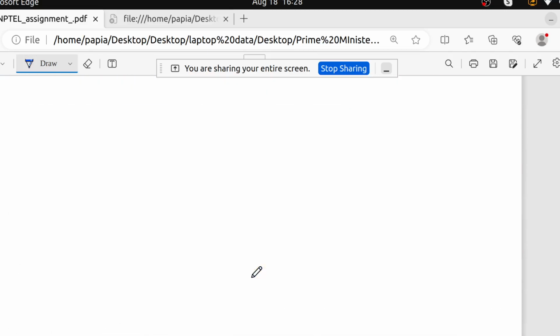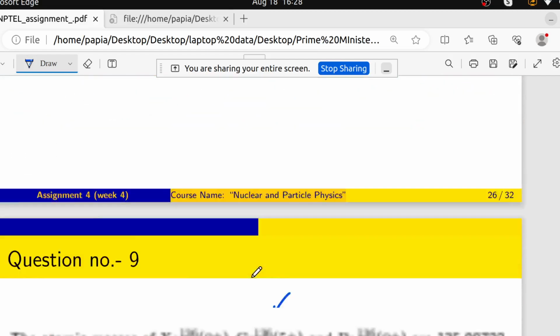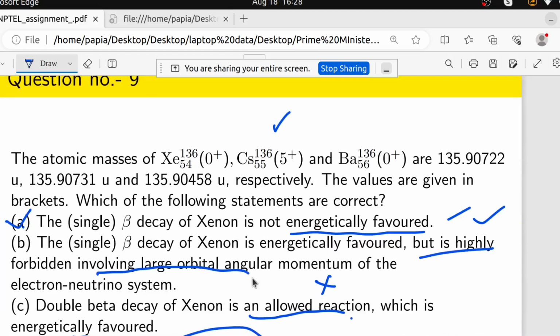Now coming to the table. Delta I equals 0, parity change is no. That means this condition will be satisfied, and this is an allowed transition. So whatever it was in that option, yes, double beta decay of xenon is an allowed reaction which is energetically favored. So these two are exactly correct. It is an allowed reaction, and it is also an energetically favored reaction. That means option C will be correct.